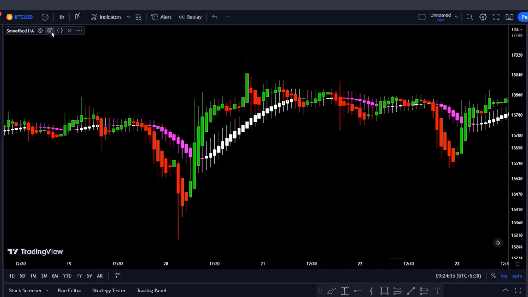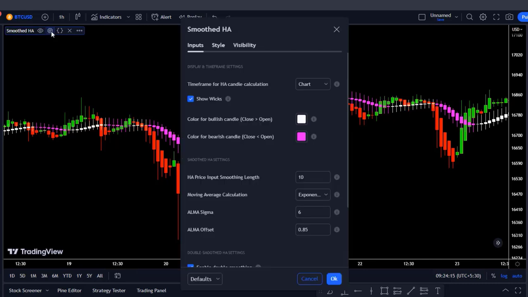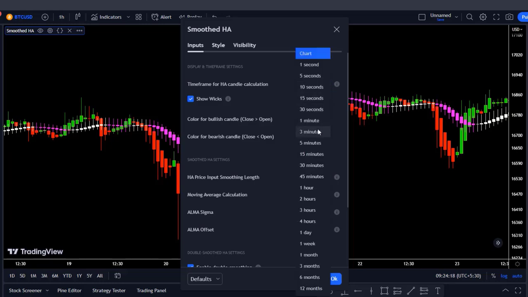The smooth Heiken Ashi indicator is highly customizable. First of all, it offers the ability to change the time frame for the Heiken Ashi candle calculation. The default value is to use the current chart time frame, but altering this will allow you to have the indicator reflect a higher or lower time frame. For example, if our current time frame is 5 minutes and we change the Heiken Ashi time frame to 1 hour, the indicator will reduce noise.